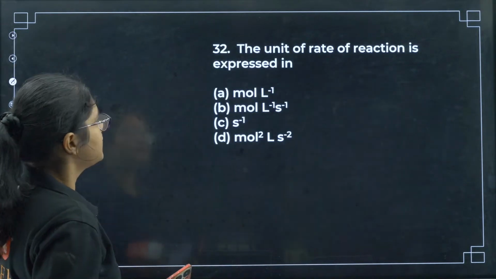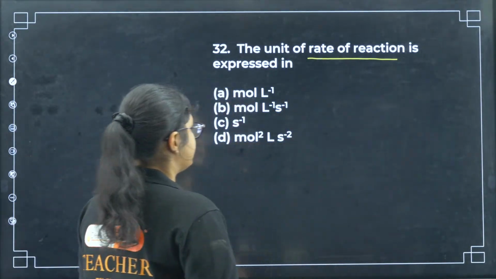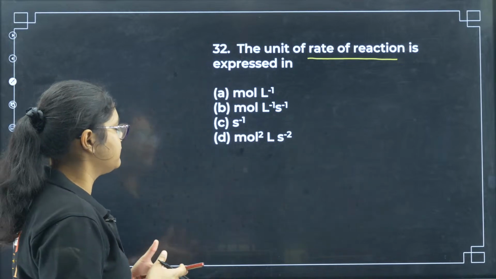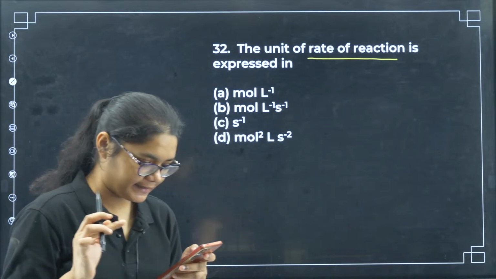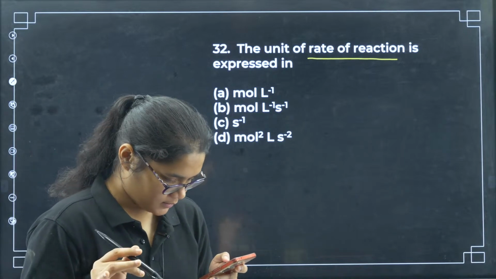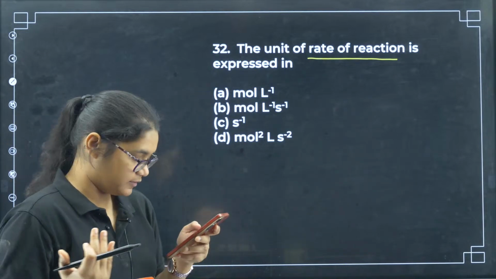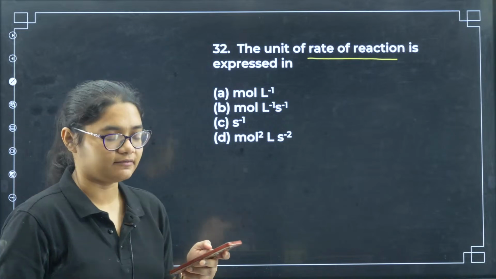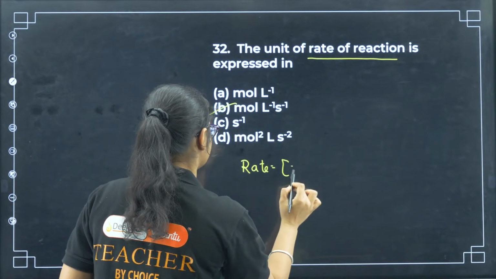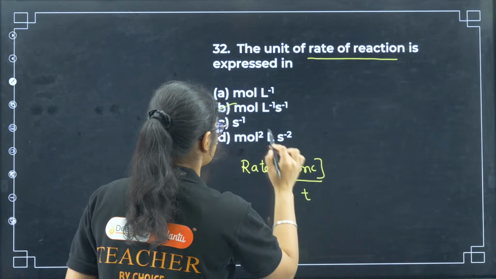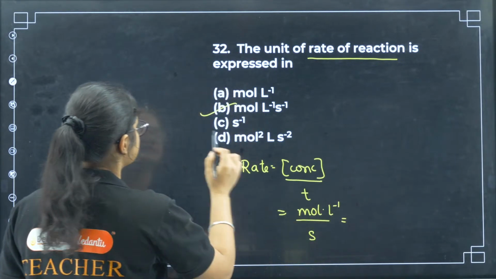Okay. Next, the unit of rate of a reaction is expressed in, what is the unit of rate of a reaction? Yes, rate is concentration by time, right? So which unit will represent concentration by time? Very easy and direct question. It is mole liter inverse, second inverse, or mole square liter second inverse square. 32B, yes, we have rate equal to concentration by time, right? So concentration unit is mole liter inverse, time unit is second. So it will be mole liter inverse, second inverse.